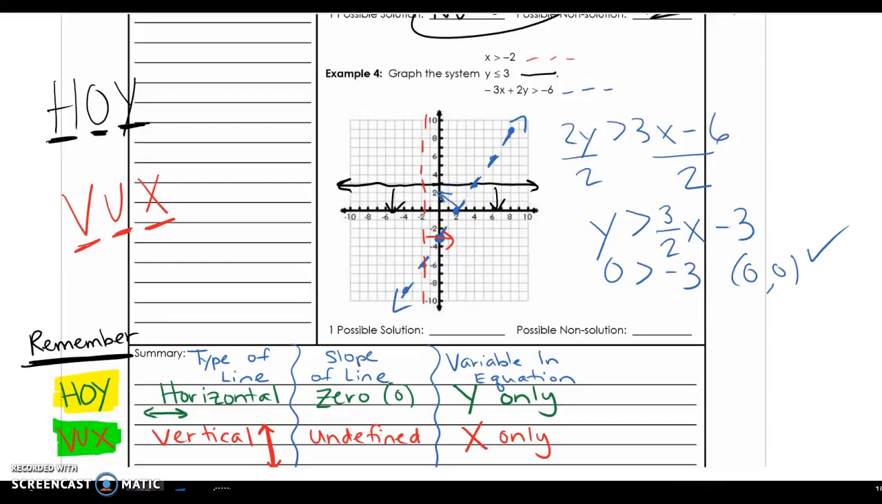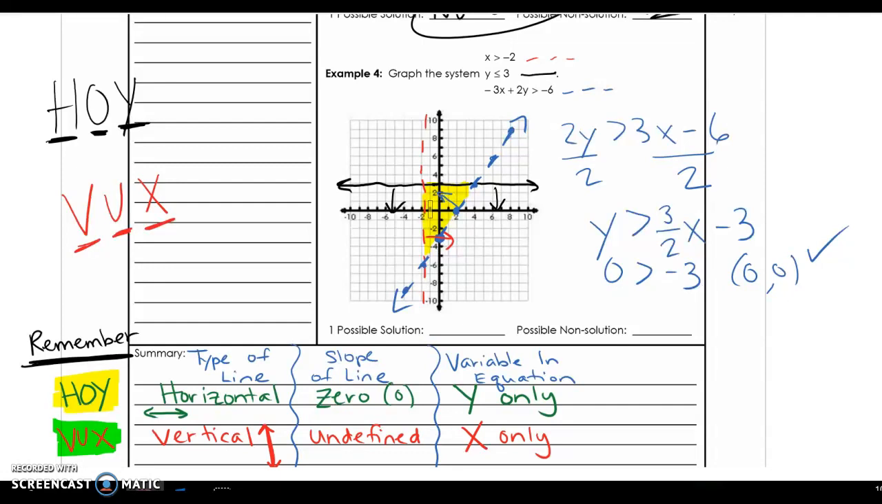So now look to see where those shaded regions overlap. Below the black, to the right of the red, and above the blue line. So my solution region is this small triangle that I'm highlighting right now. So the final shaded region represents where the 3 shaded regions overlap. That's my final solution region.